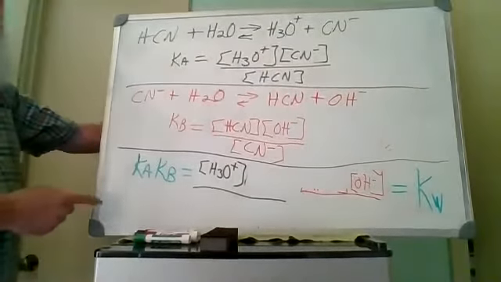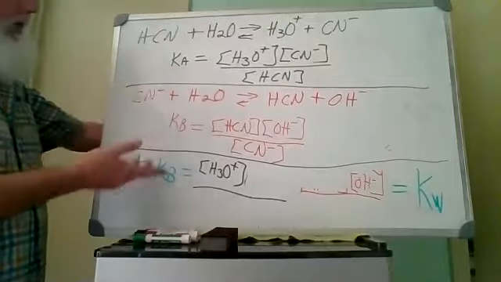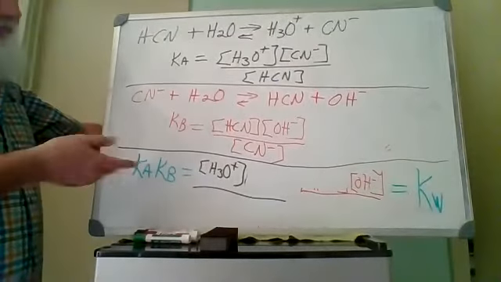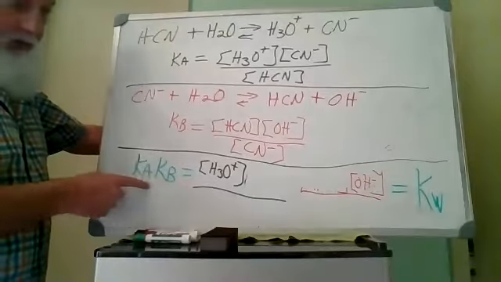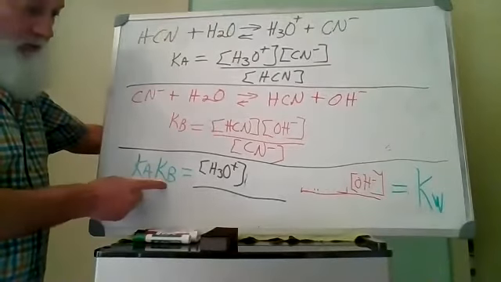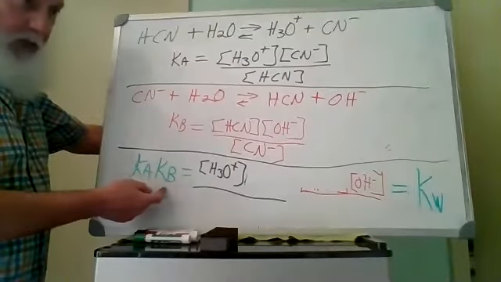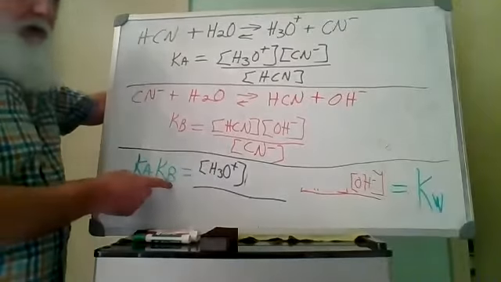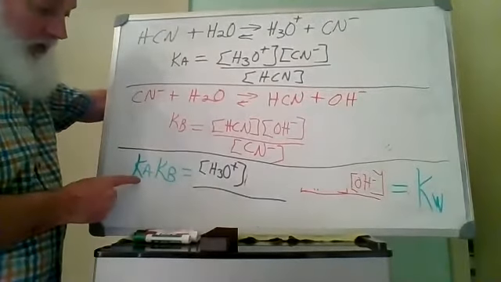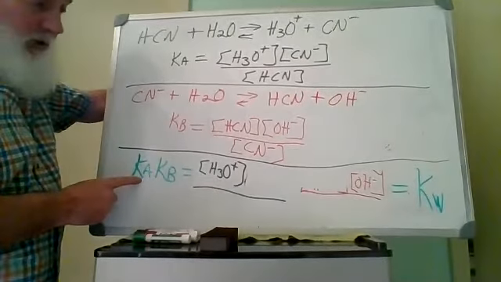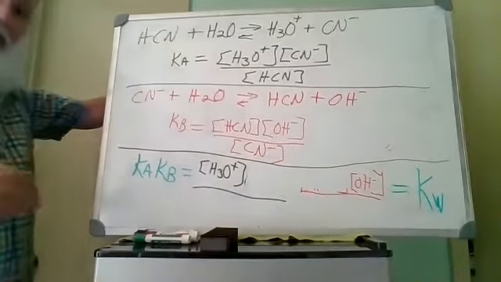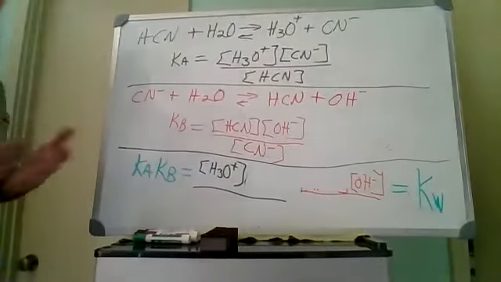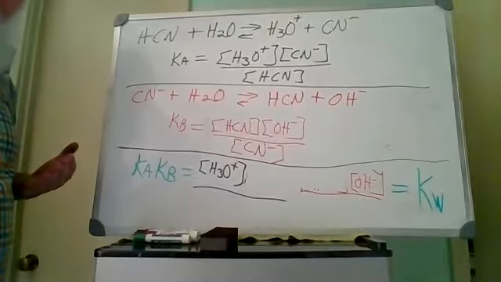Okay. Similarly, if we could write this out for a weak base also, we could do this for ammonia, and it would be the same thing. Kb would be the base equilibrium constant for ammonia, and this would be for the hydrolysis of ammonium cation. All right, so we could get the Ka or the Kb in either event.